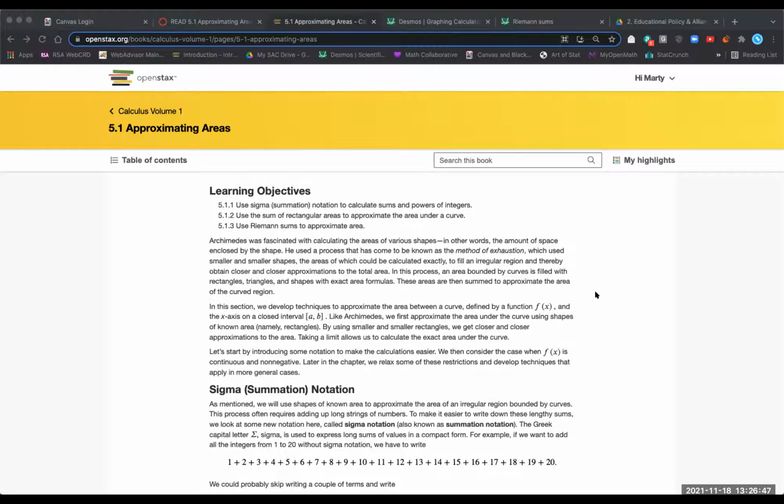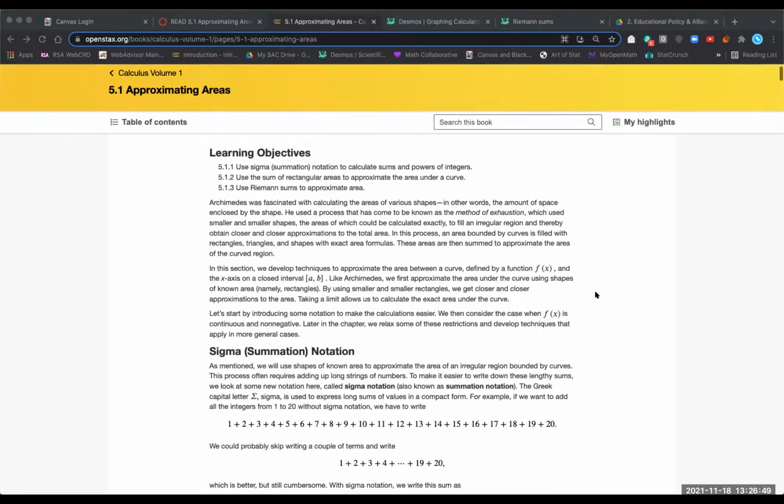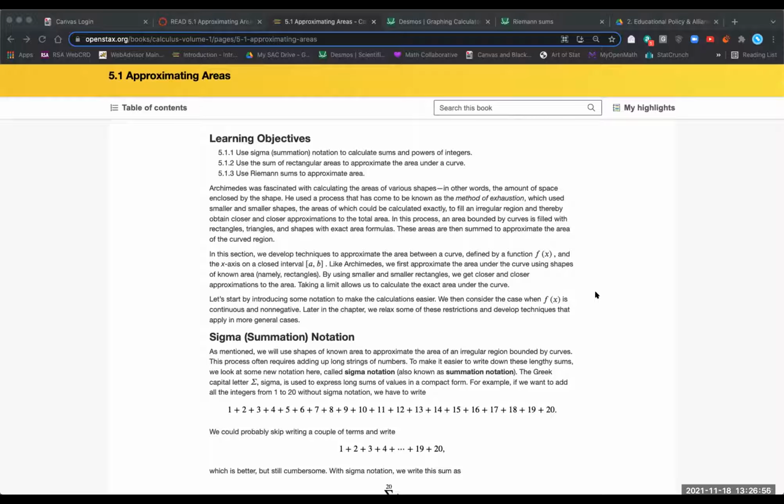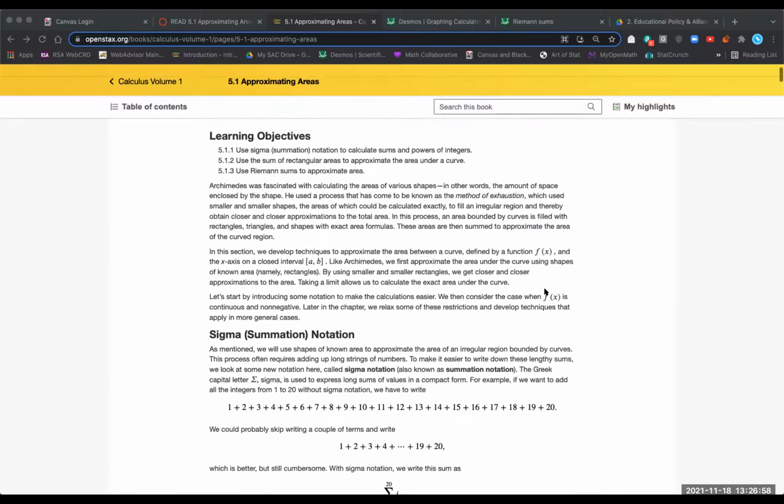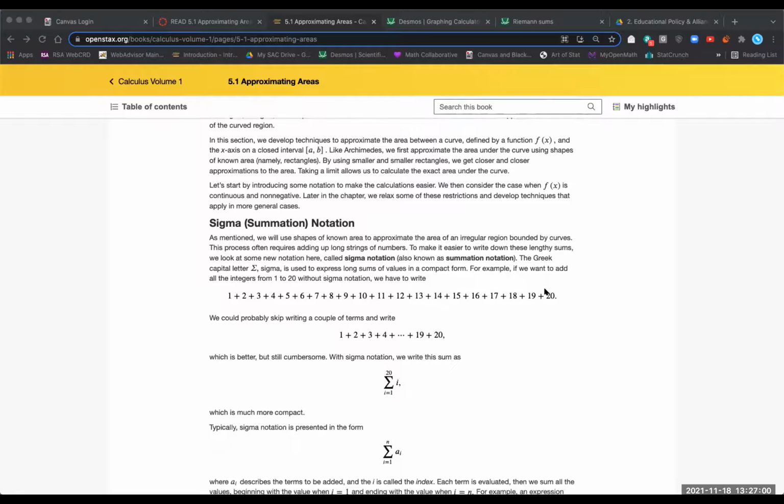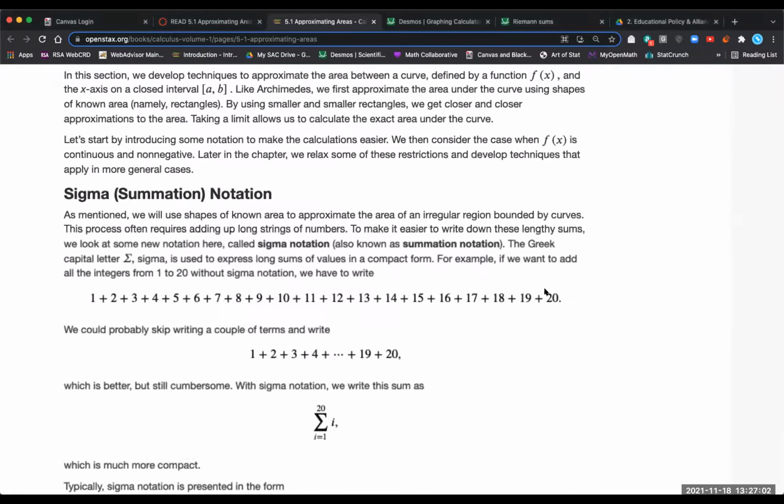Let's go ahead and take a look at lesson 5.1. I'm going to do one example of left endpoint and right endpoint approximations. But when we start here, this can be a little overwhelming if we look at this kind of sigma notation.